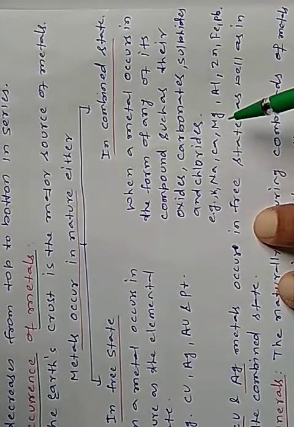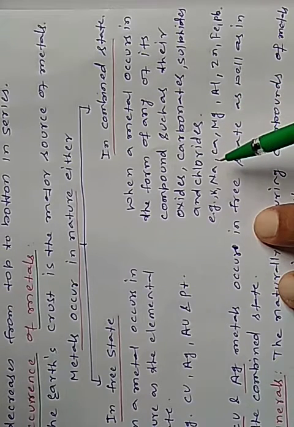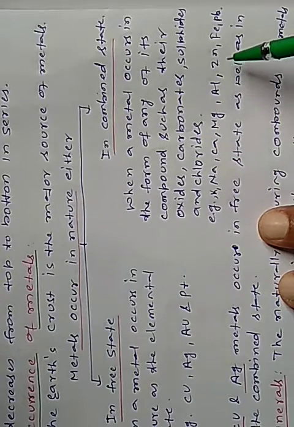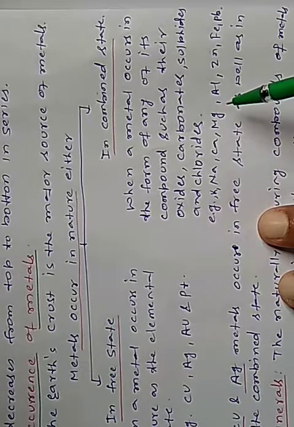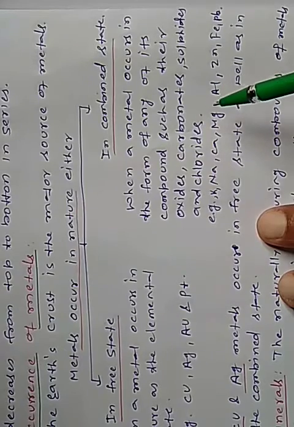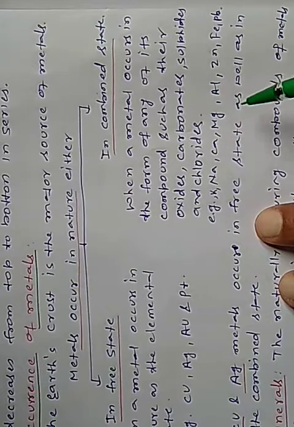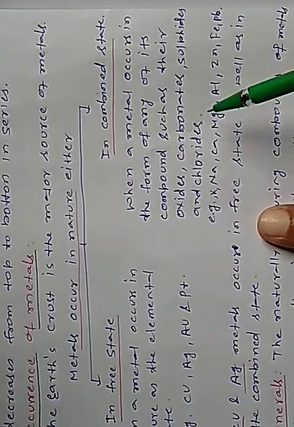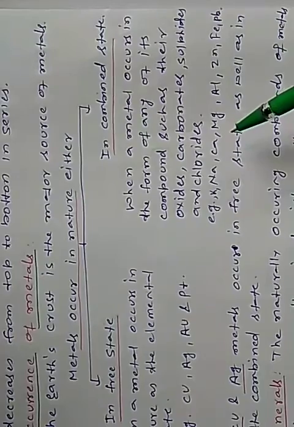Generally, the most reactive metals occur in nature in the combined state in the earth crust, such as potassium, sodium, calcium, magnesium, aluminum, zinc, iron, lead. These are all the most reactive metals. So these metals are generally present in the earth crust in the combined state. That means sodium is present in its oxides, carbonates, sulfides and chlorides.